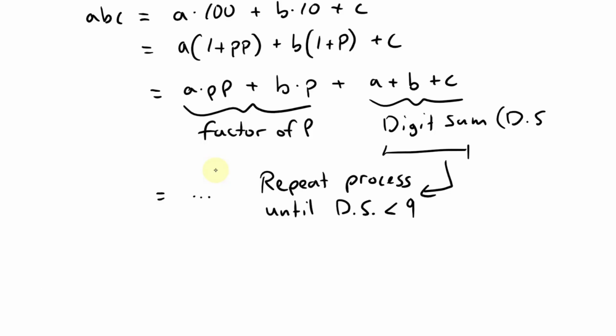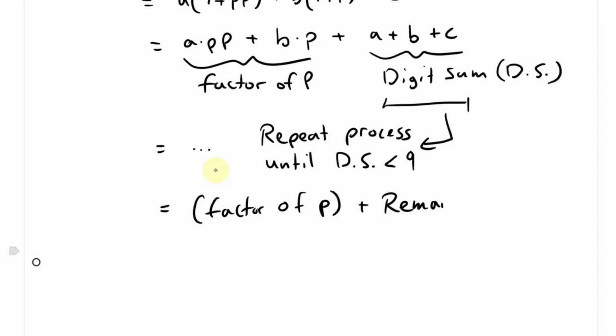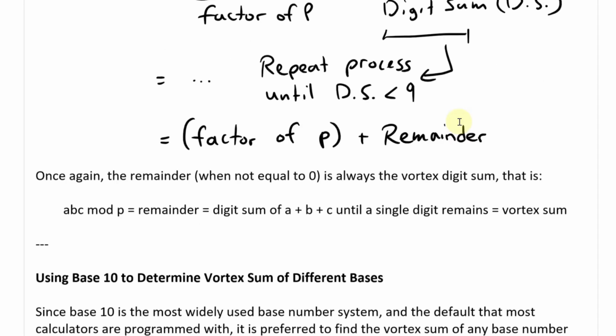This is the digit sum, ds. And then what we end up having is just a factor of p, plus a remainder. And we can solve this remainder by dividing. So once again, the remainder, when it's not equal to 0, is always the vortex digit sum. That is ABC mod P equals the remainder, which equals the digit sum of A plus B plus C until a single digit remains, which equals the vortex sum. Because again, when we divide ABC by P, this factor of P is just going to be a whole number.